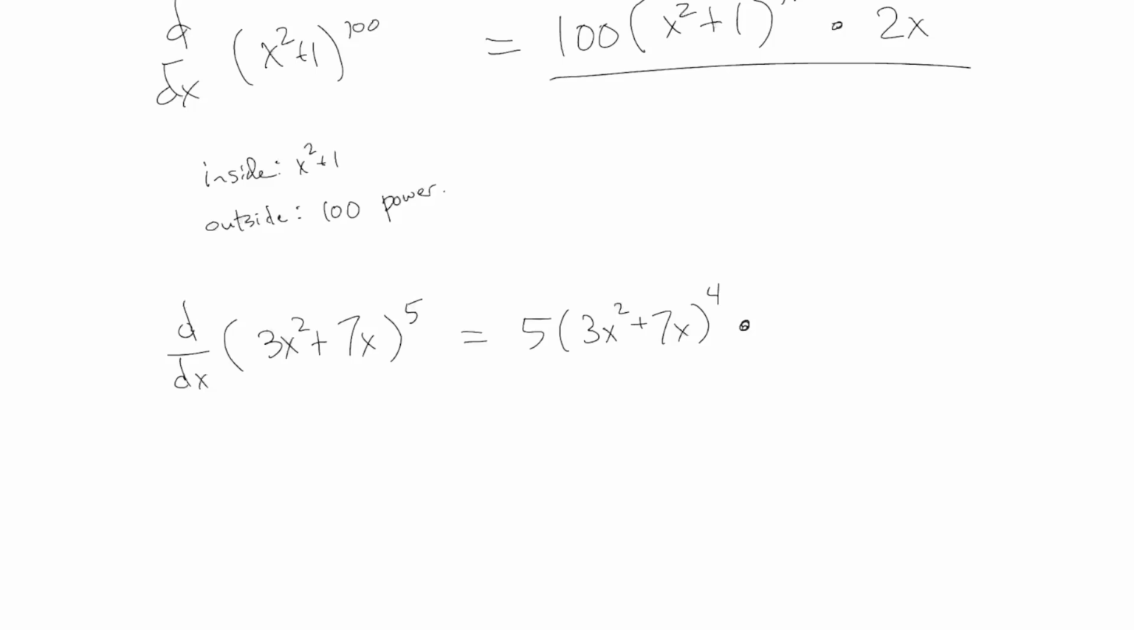Times the derivative of the inside, which is whatever that is, 6x plus 7, right? That's the derivative of the inside. And I hope you put those parentheses around 6x plus 7. It matters. Because in theory, if you were going to simplify this, you would have to distribute across that. If you left out the parentheses, it means something different.